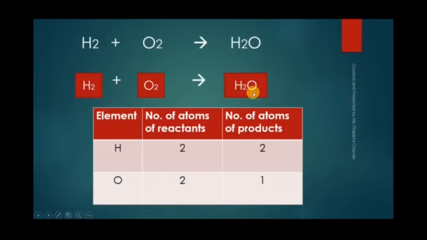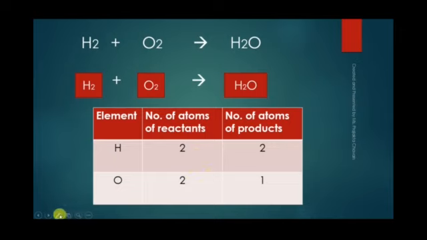If there is no number, it means only one atom is present for that particular element. So for oxygen, it is 1. Brilliant. So this is our second step, that is, we are going to write down the number of atoms of reactants and the number of atoms of the products. The third step, we have to balance. We have to make the number of atoms of reactants and products equal.